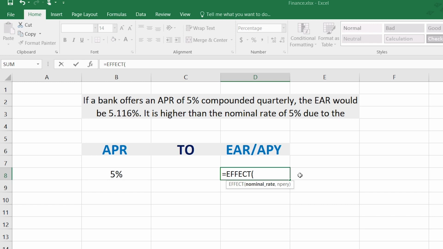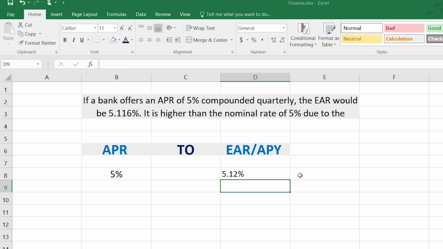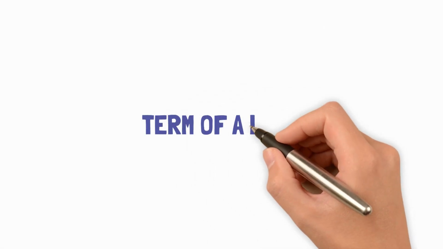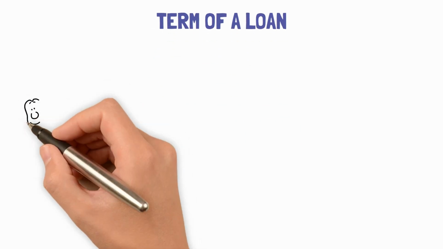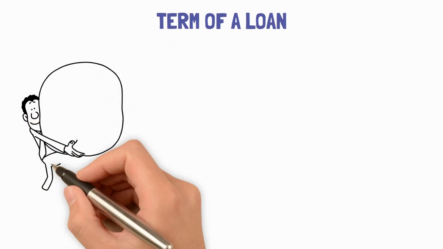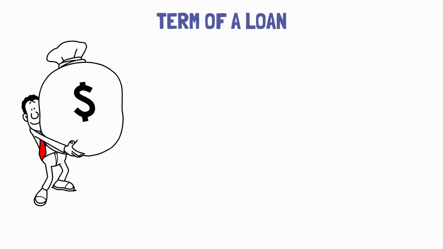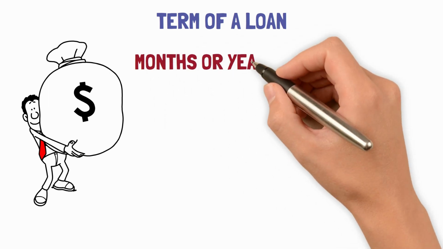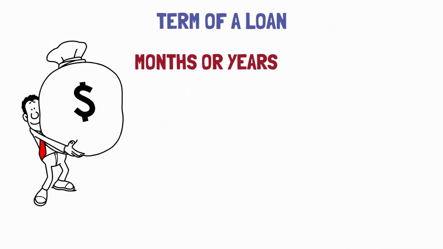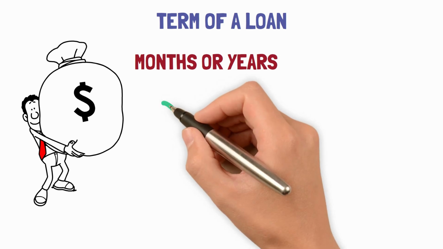For example, if a bank offers an APR of 5% compounded quarterly, the EAR would be 5.116%. It is higher than the nominal rate of 5% due to the compounding effect. Term of a loan. The term of a loan refers to the time a borrower is expected to repay the loan in full. It is typically expressed in months or years and is agreed upon by the lender and borrower when the loan is granted.